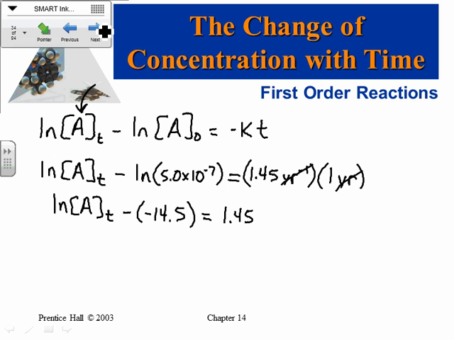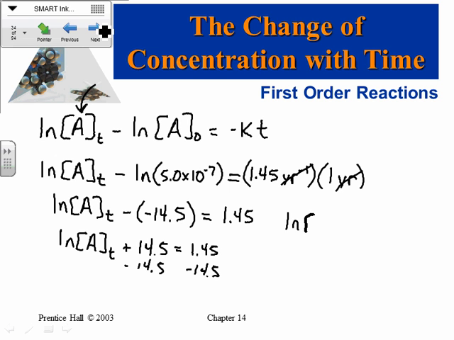And so this is what we end up with. But now, I'm doing this just step by step to make sure no one gets lost in the algebra here, but I don't think you would anyway. Plus 14.5, we rewrite that, equals 1.45. So then, to solve for this, we're going to subtract 14.5 from both sides. We end up with the natural log of a at time t is equal to negative 13.05.